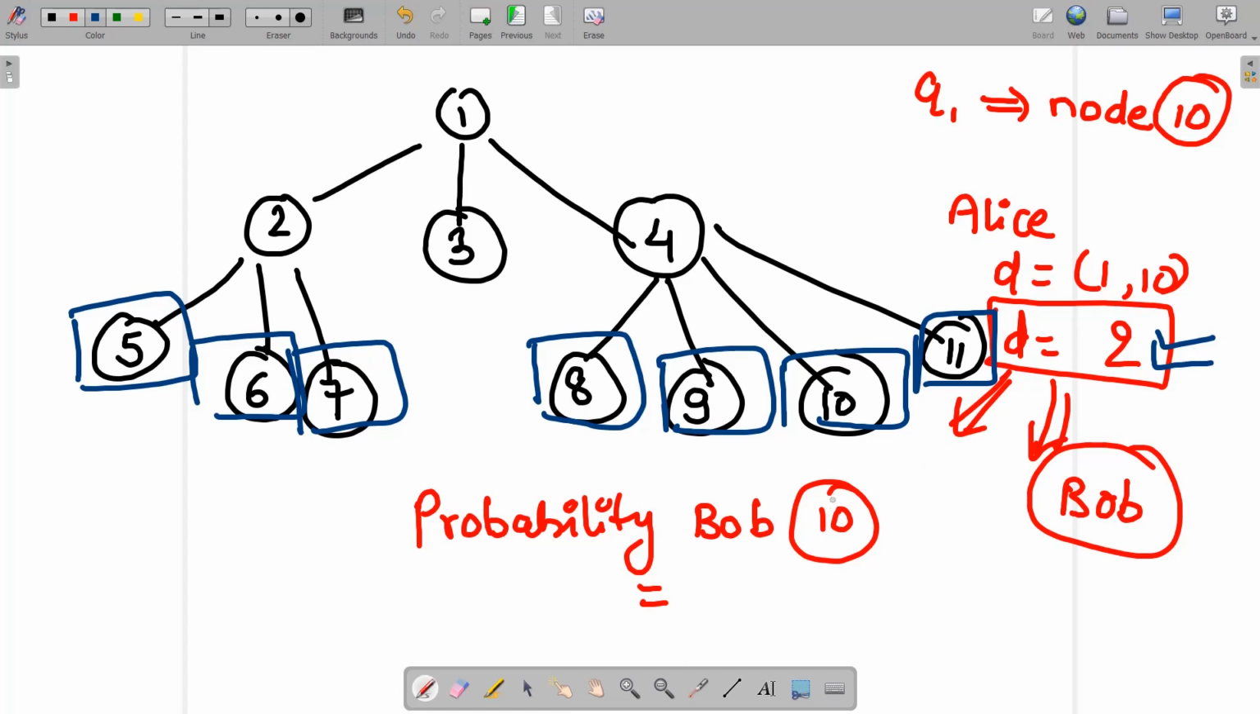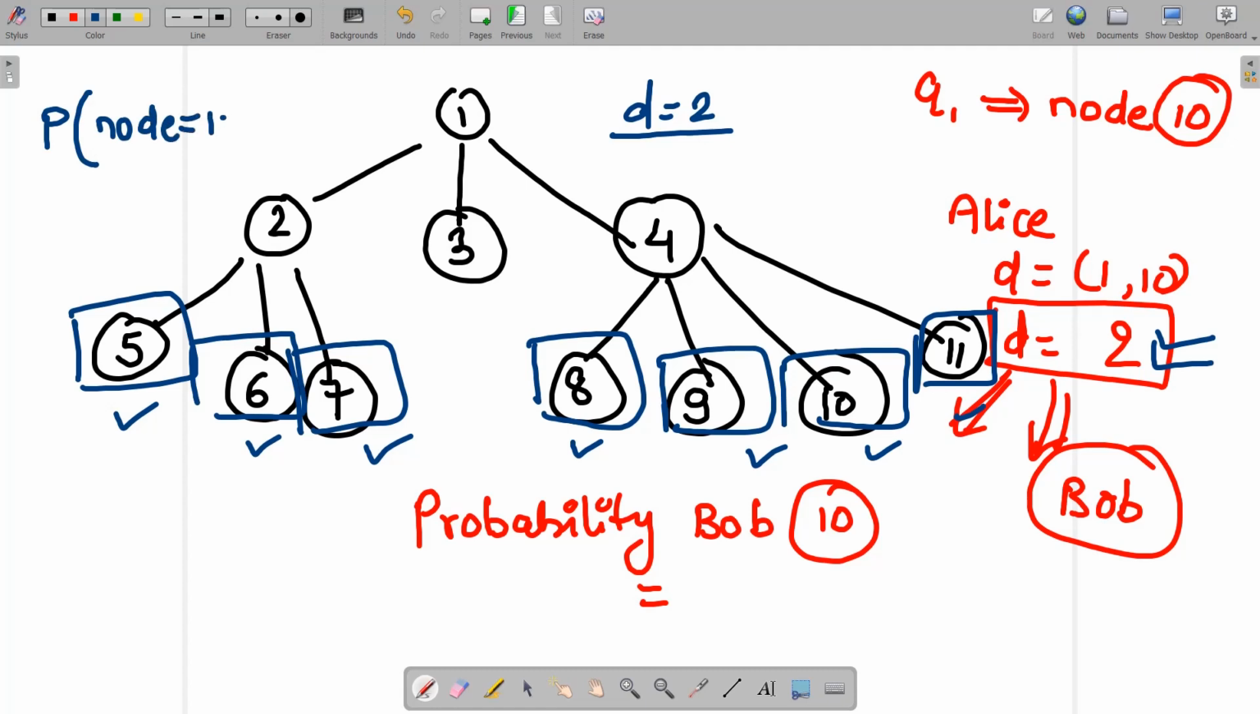So what is the probability that Bob will reach node 10 in one try? Okay, so to cover the distance d equal to 2, you can reach various nodes like node 5, 6, 7, 8, 9, 10, 11. So what is the probability to reach node 10? It is 1 by something, where 1 is for node 10. If you reach node 10, there is just one possible way.